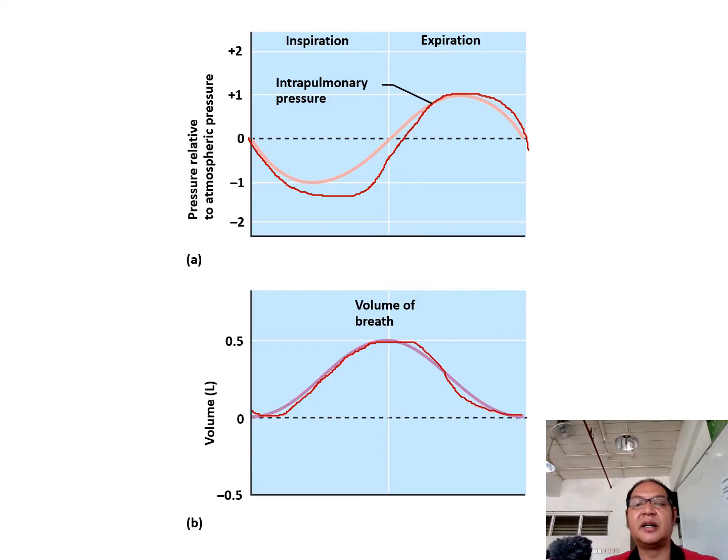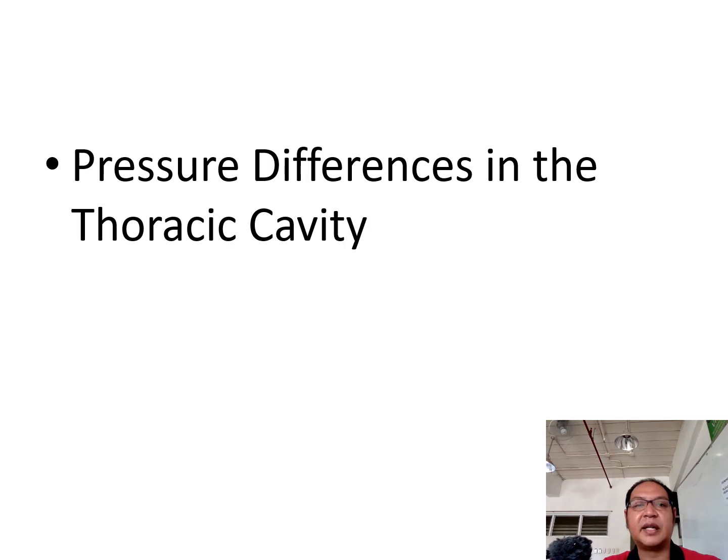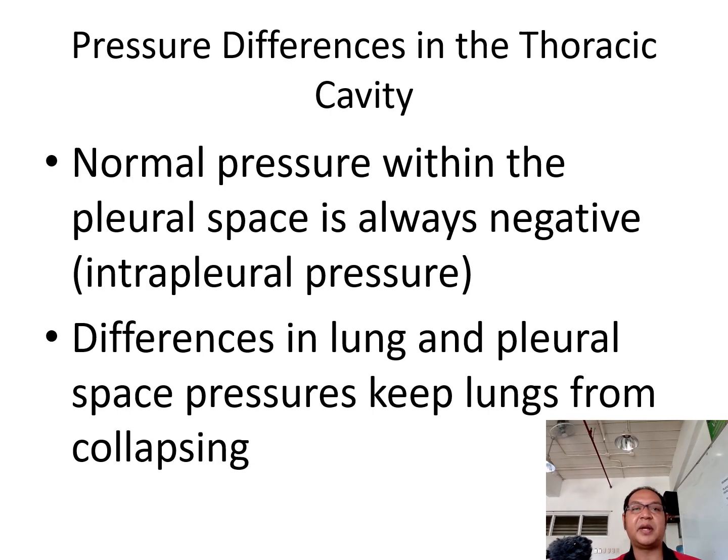Okay, that's the mechanics. So, pressure differences in the thoracic cavity. This is very important to know. Normal pressure within the pleural space is always negative. It is called intrapleural pressure.